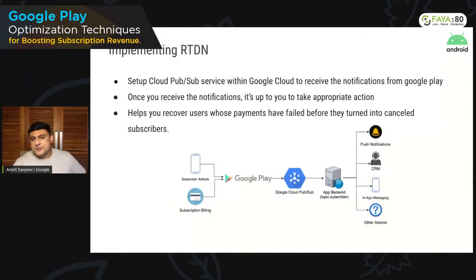When you want to implement it, it's pretty straightforward, not too complicated, but it requires a backend for sure. The way it is done is you set up your Cloud Pub/Sub service, which is a service on Google Cloud. Once you have it and you get your backend to integrate with that service, you start getting notifications. On getting a notification of something changing, it's totally left to the developer's code or algorithm to decide what needs to be done and how it needs to be done.